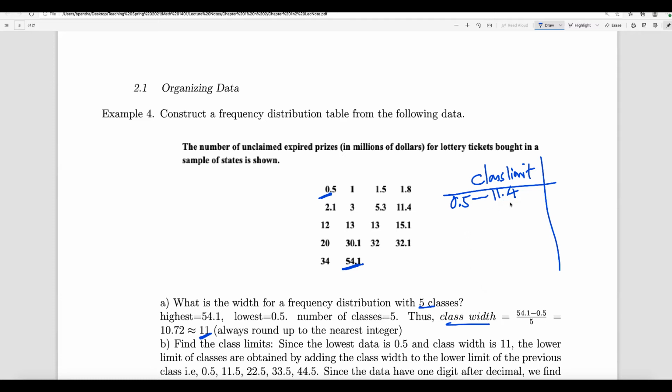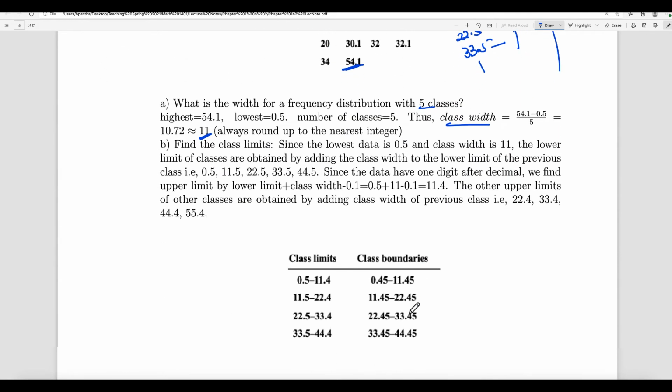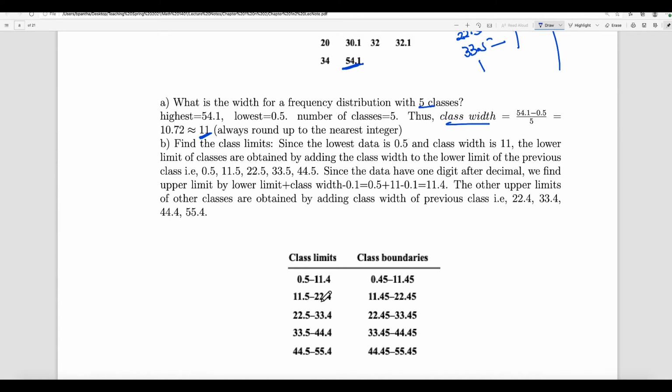Now to find out all other class limits, you add the class width. So you add 11 here. That will be 11.5, and add 11 here, 22.4. You see that? Similarly, add 11 here, you will get 22.5. Then add 11 here, 33.4 and 33.5. Because to find out the lower limit of the second, third classes, you add the class width to the previous lower limit. And for the upper limit, add the class width to the previous upper limit and continue that way. Okay. All right. That's what you do. You see that? 0.5 through 11.4, 11.5 through 22.4 and so on.